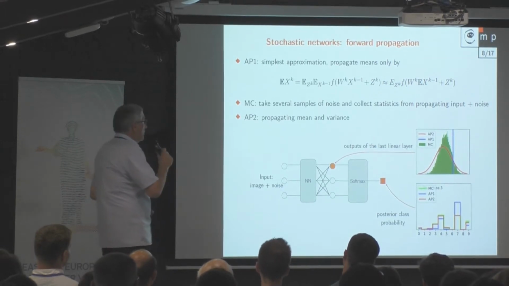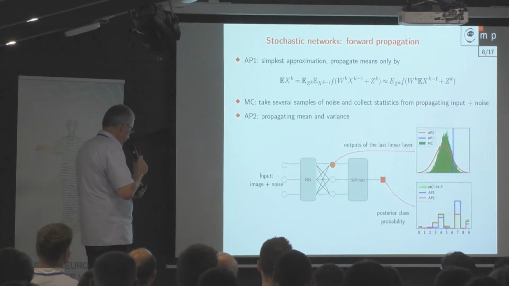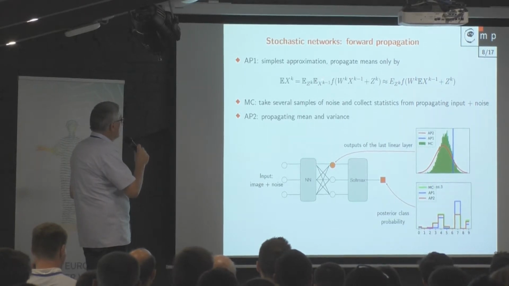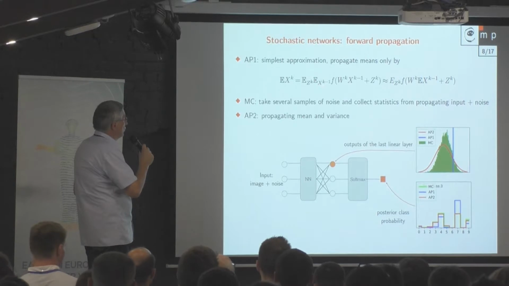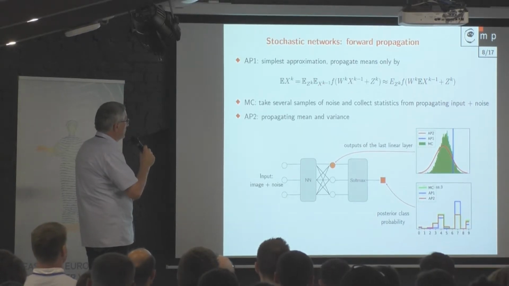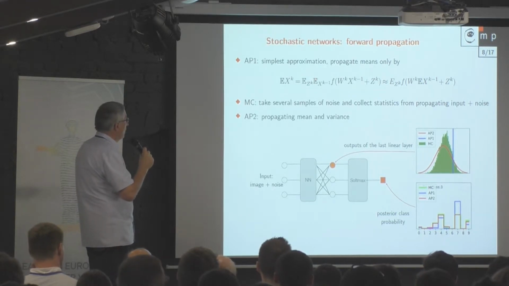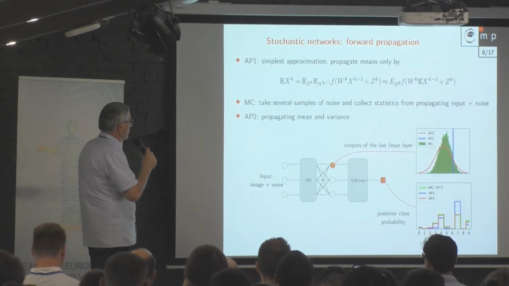Okay, the simplest approach would be to ignore the variances and to propagate the means only. And this goes as follows. Remember, in order to compute the means of the layer K, you have to average over the outputs in the previous layer, and you have to average over the latent noises. Especially this averaging over the outputs in the previous layer is the complicated part. The noise part is not complicated because it's factorizing, so to say, the noises are independent.